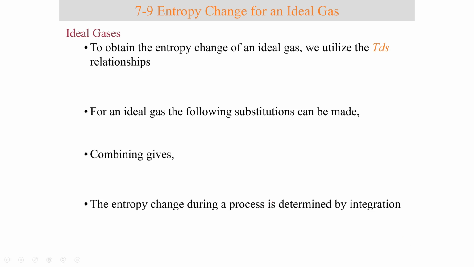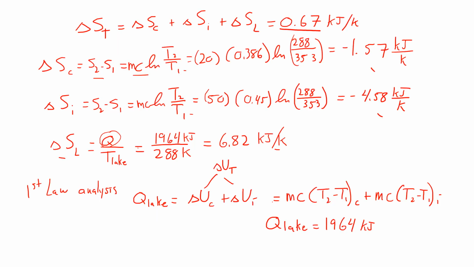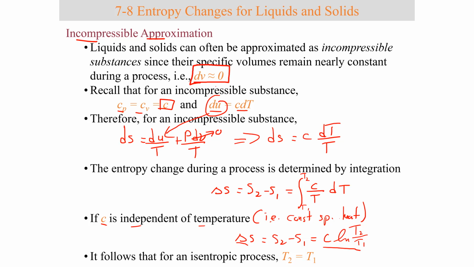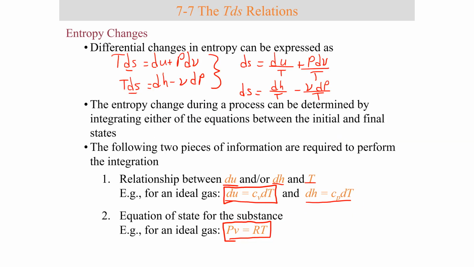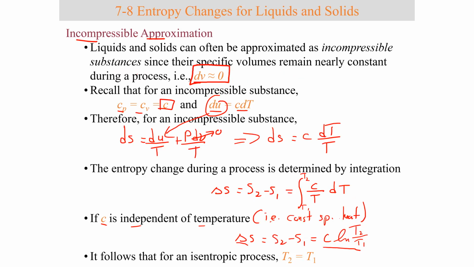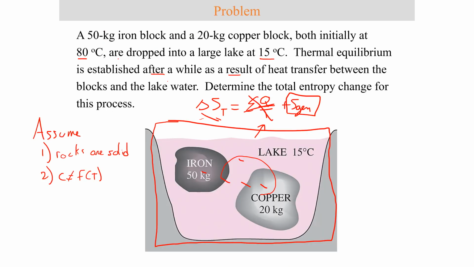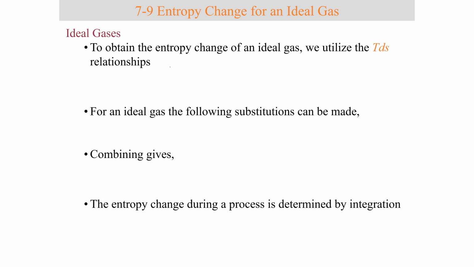So we just went ahead and figured out the entropy change for an incompressible substance, right? What we just did was take the TdS relationship in order to find the change in entropy, delta S, of an incompressible substance. Now let's go back and recall one of the TdS relationships in order to compute the entropy change for an ideal gas.